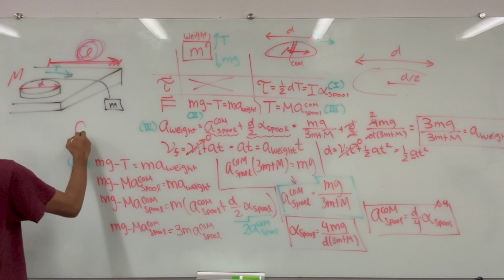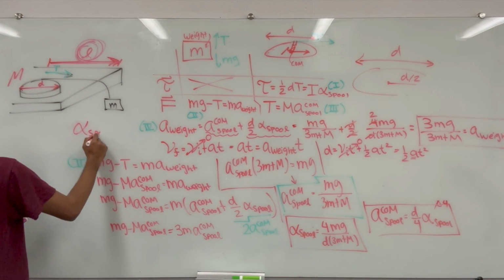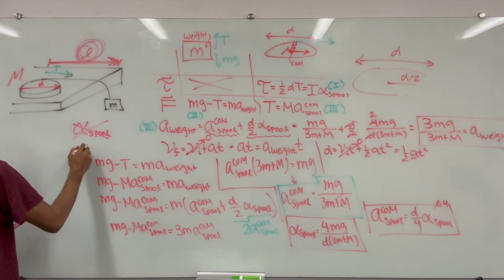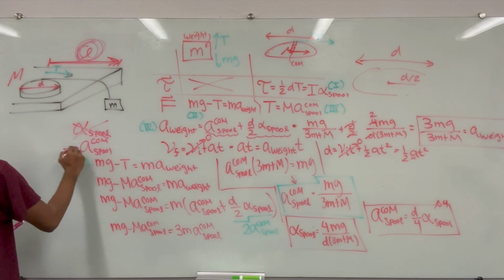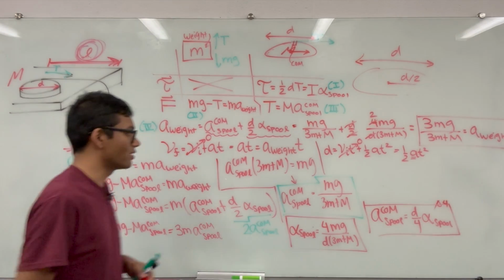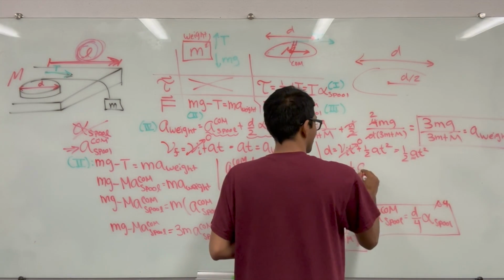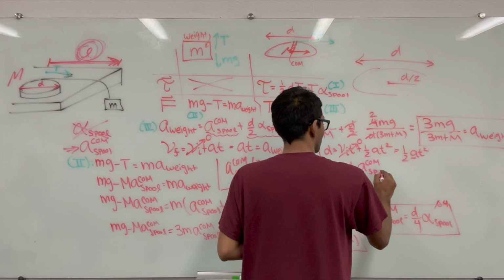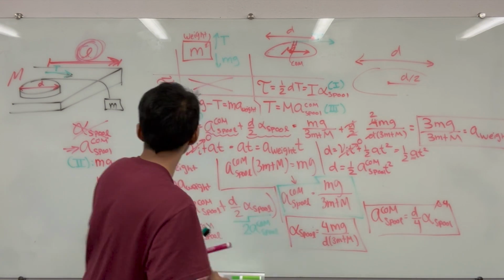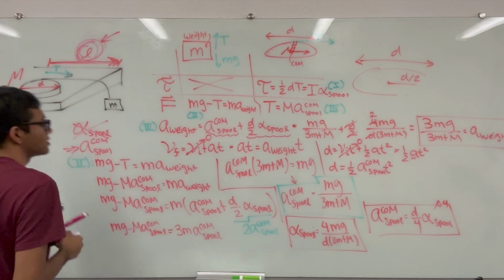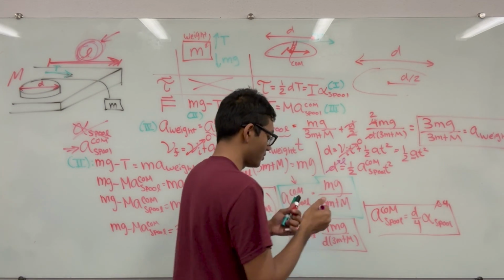So what I care about is not alpha of the spool. That tells me how fast this thing is rotating. I care about the acceleration of the center of mass of the spool. This is what I care about. So let's go ahead and plug that in. Distance is equal to 1/2 the acceleration of the center of mass of the spool times t squared. Now, what's the distance this thing is traversing? Well, it's just this distance L, right? So this distance d is simply L.